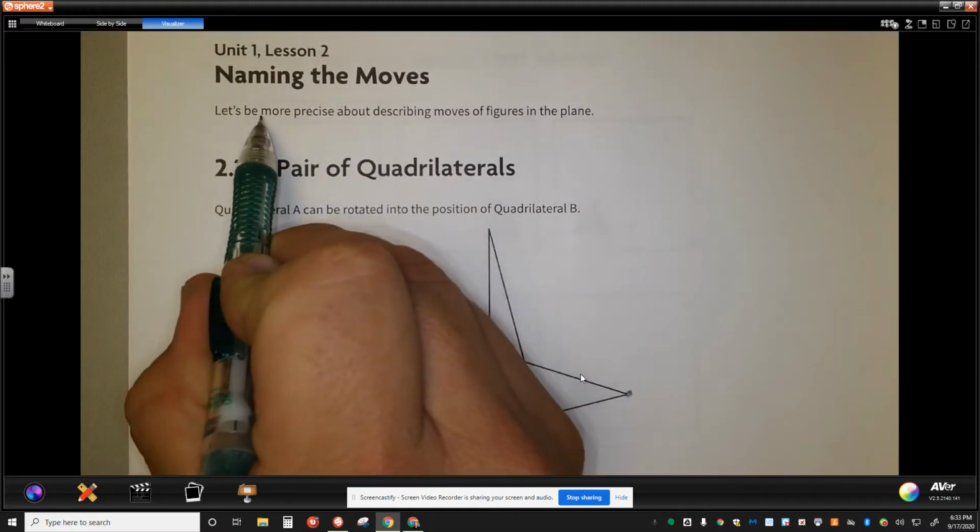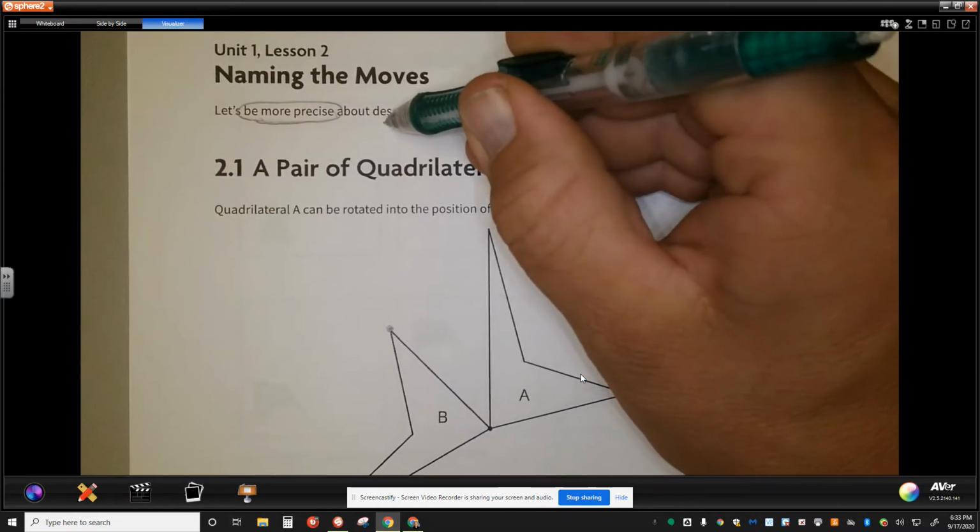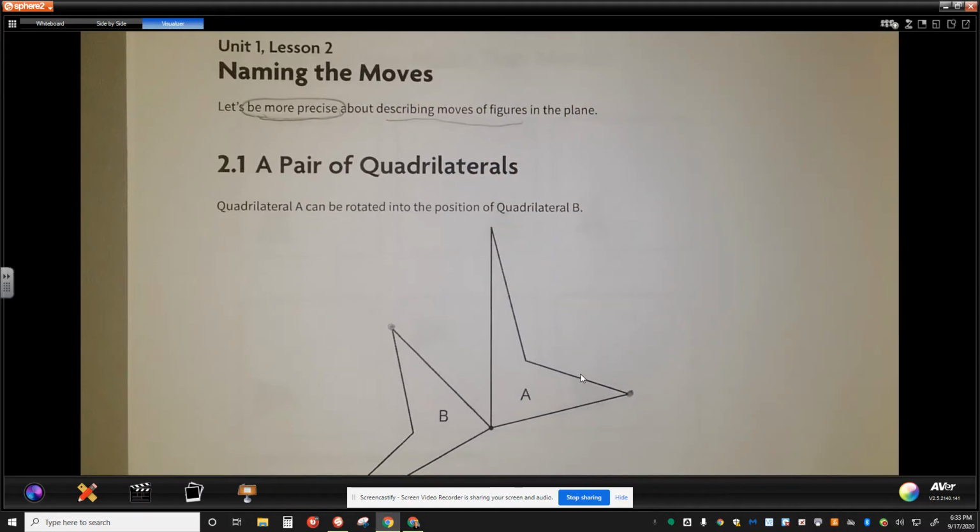Our goal for today is to learn how to be more precise when we describe the moves of a figure. Yesterday we talked about sliding or moving things up and down, left and right. We also talked about turning things. Sometimes the sliding we referred to as translate, and the turning we referred to as rotate. Today we're going to spend a little bit more time using that precise language to improve our description of how a figure moves about a plane.